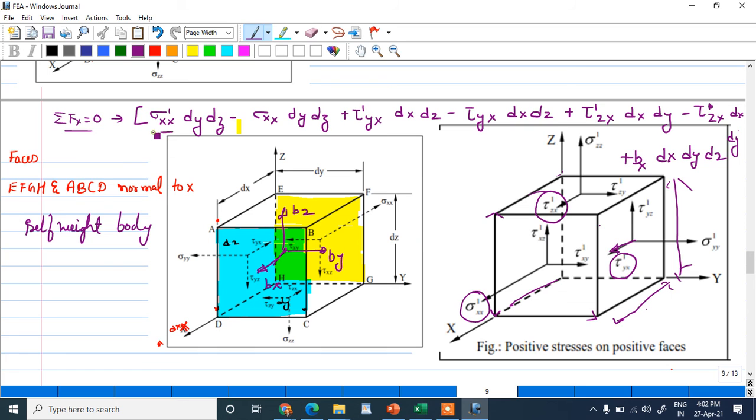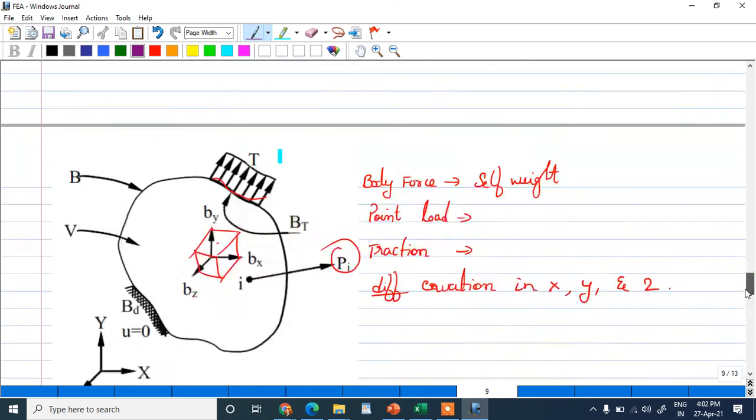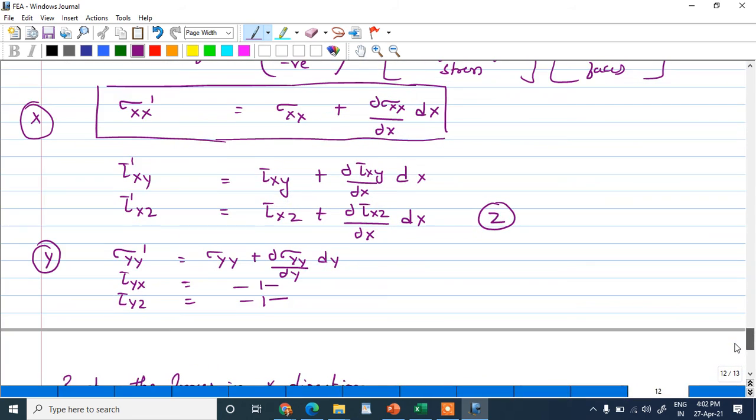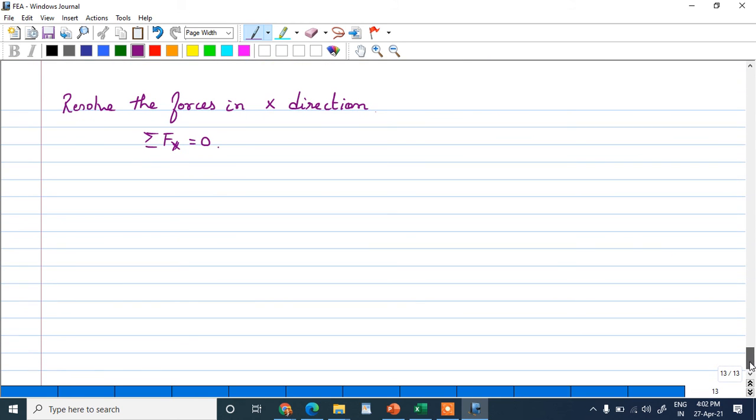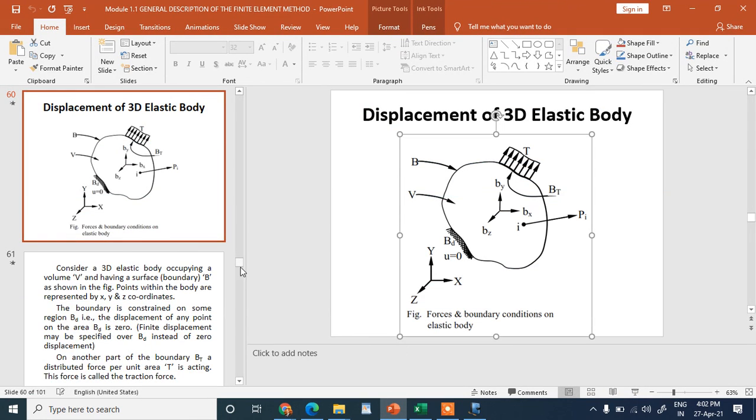Now we have to substitute what is sigma xx prime, which has been identified. You can see here, sigma xx prime is given as sigma xx plus the partial differentiation of sigma xx with respect to x, into dx. So I have an equation. What I will do is copy that particular equation from the PPT and paste it here.